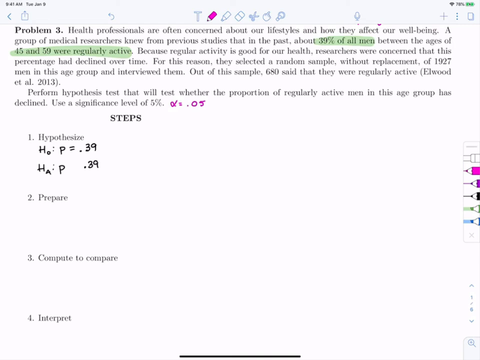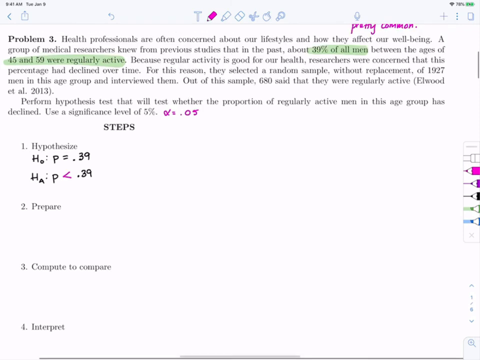Now, it's generally in the last sentence. So here I'm going to reread this last sentence right here. So perform a hypothesis test that will test whether the population of regularly active men in this age group has declined. So I'm only interested in if the number has gone down. If people are more active, I don't really care about that. I'm just interested in if the number has declined. So because of that, I'm interested in this proportion being less than 0.39. I'm interested in the number getting smaller. So that's my null and alternative hypothesis.